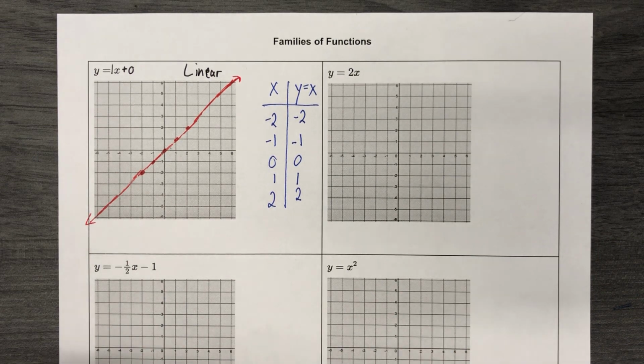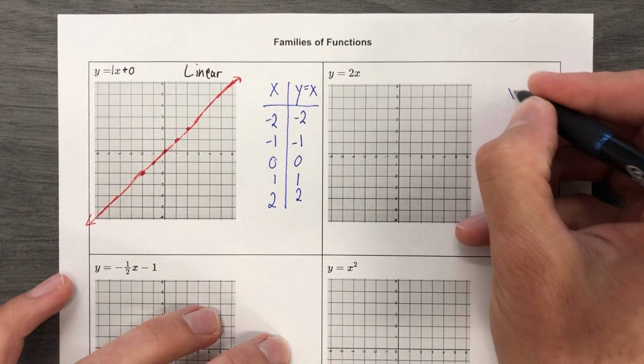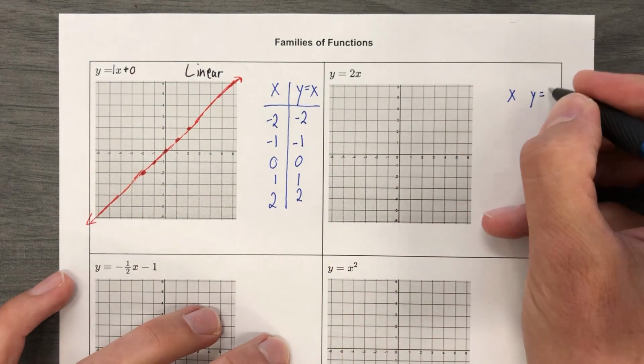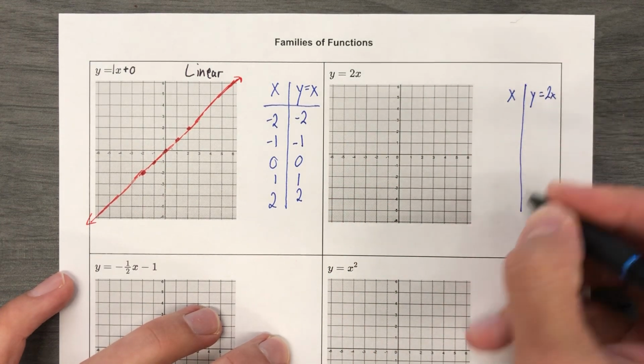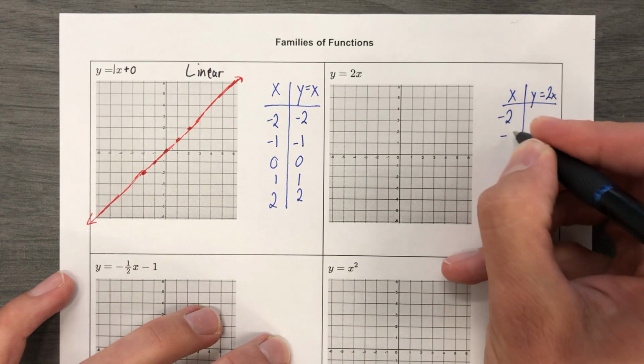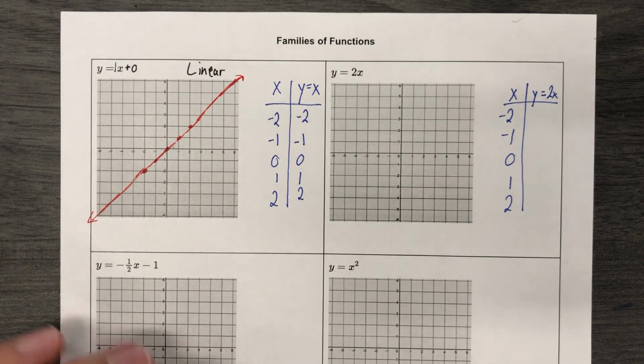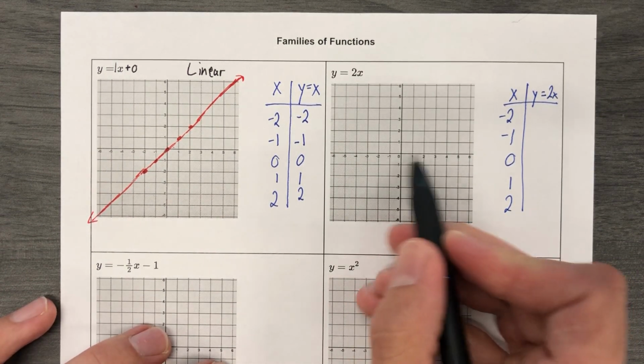Okay, let's do the next problem, and we're going to do the same thing with the table of values. So we're going to have x and we're going to have y, but in this case y is not equal to x. y is equal to 2x. So double your x. So -2, -1, 0, 1, 2. Where am I getting those numbers? I'm making them up. Just trying to find some x values. I like to pick some around the origin.